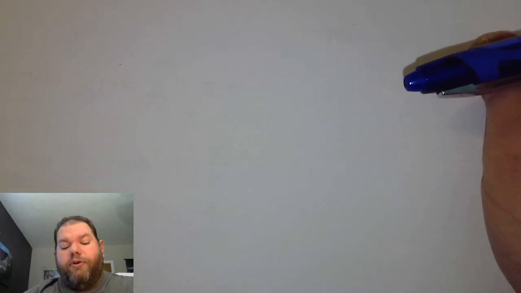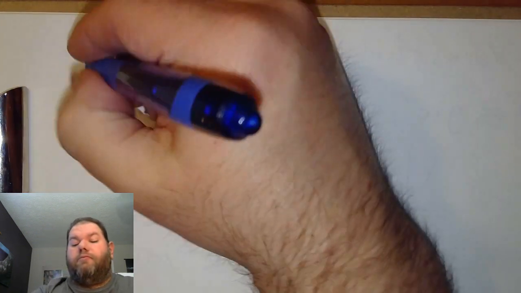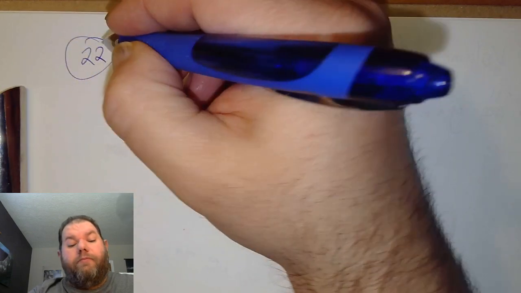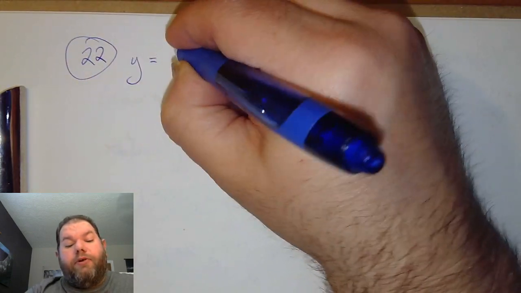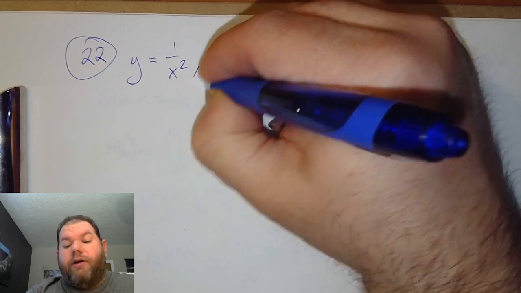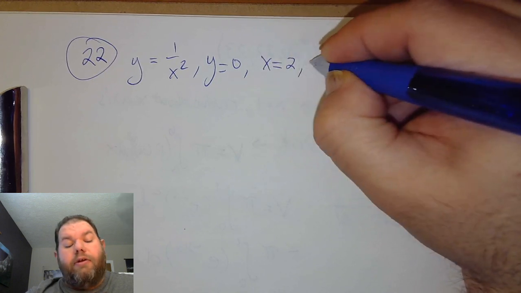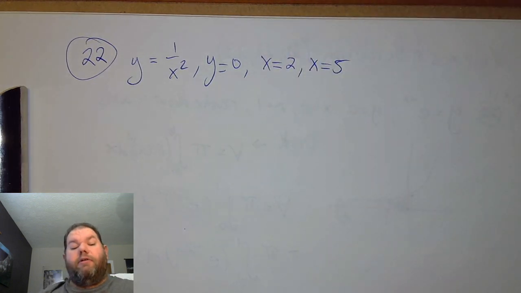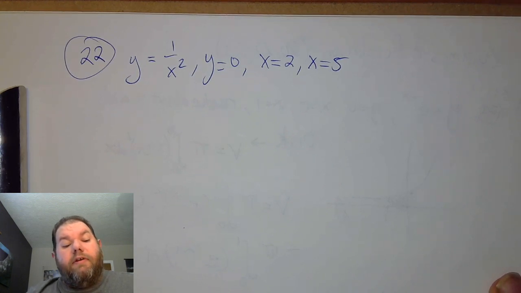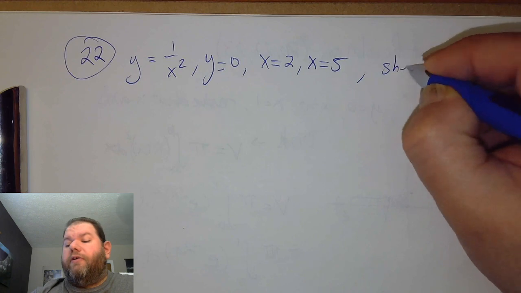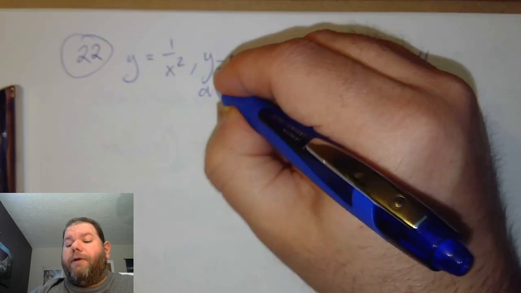So that was 20. Next we have 22. So we have y equals 1 over x squared, y equals 0, x equals 2, and x equals 5. In this case, let's see, we want to use a shell method, because this is in the instructions, but we're going about the y-axis.